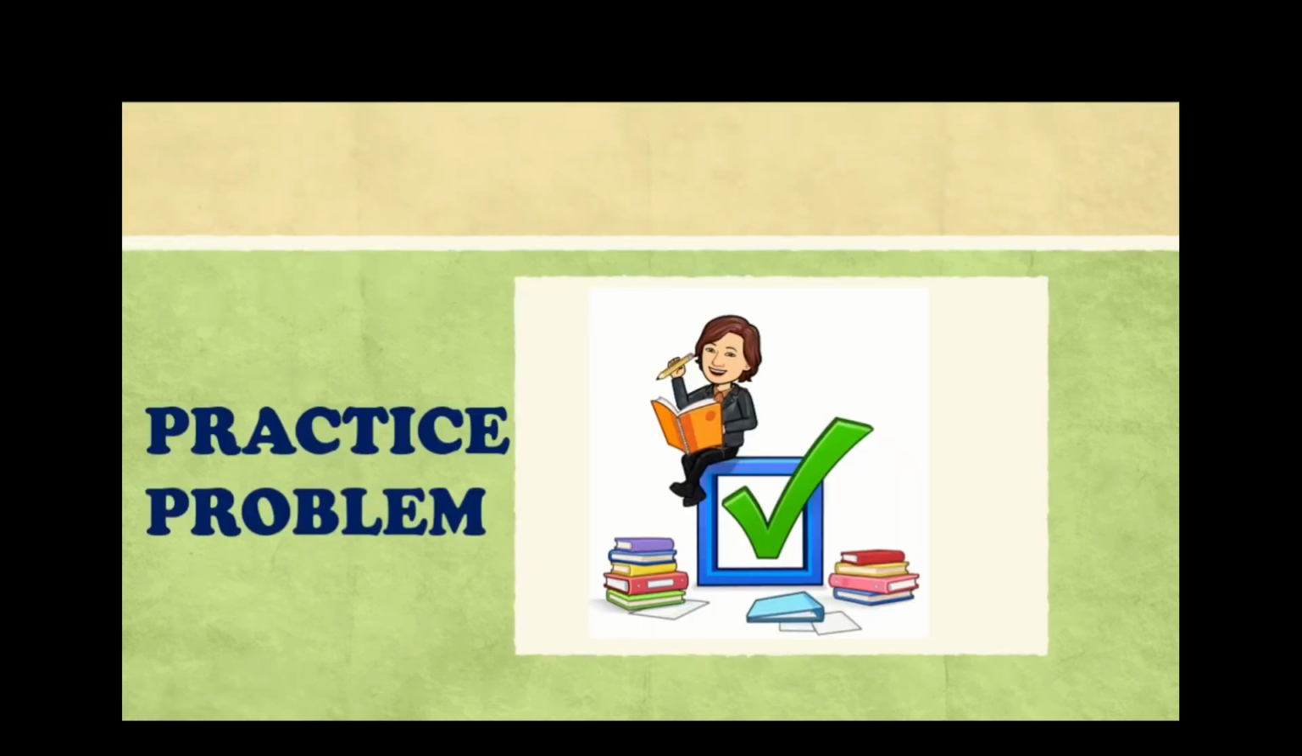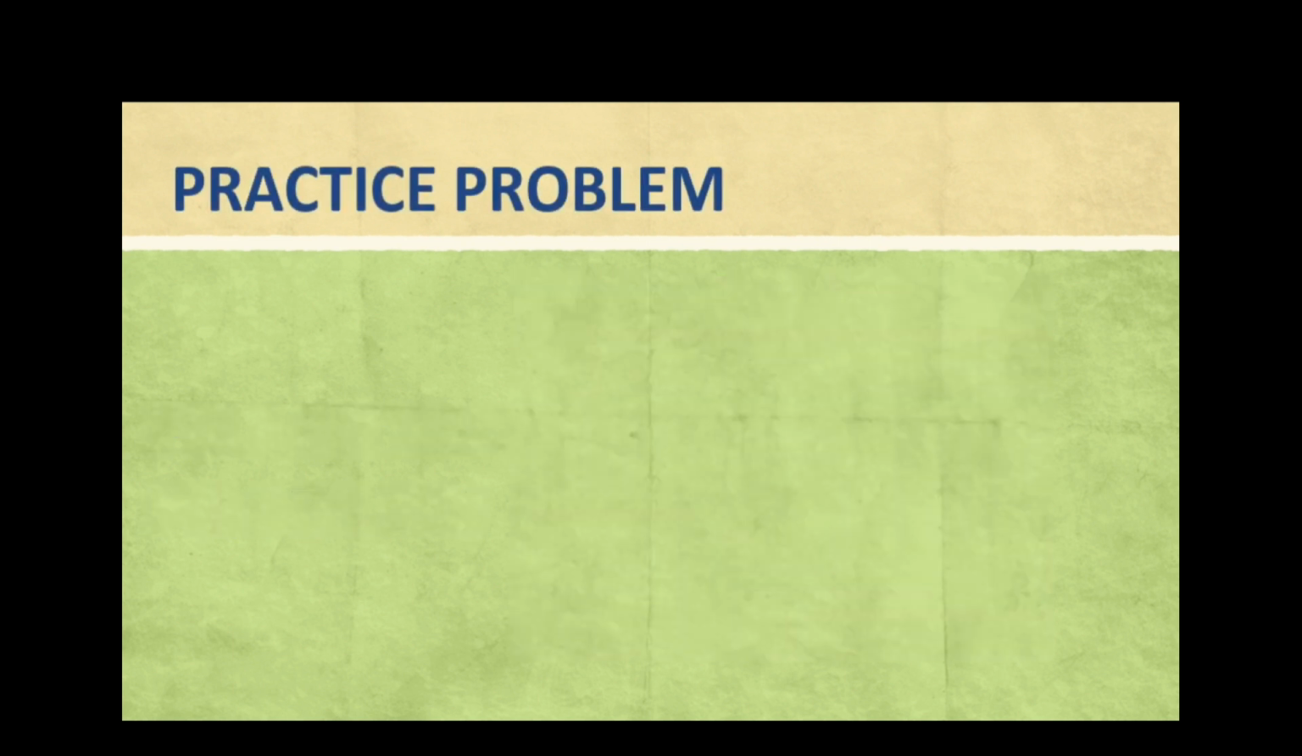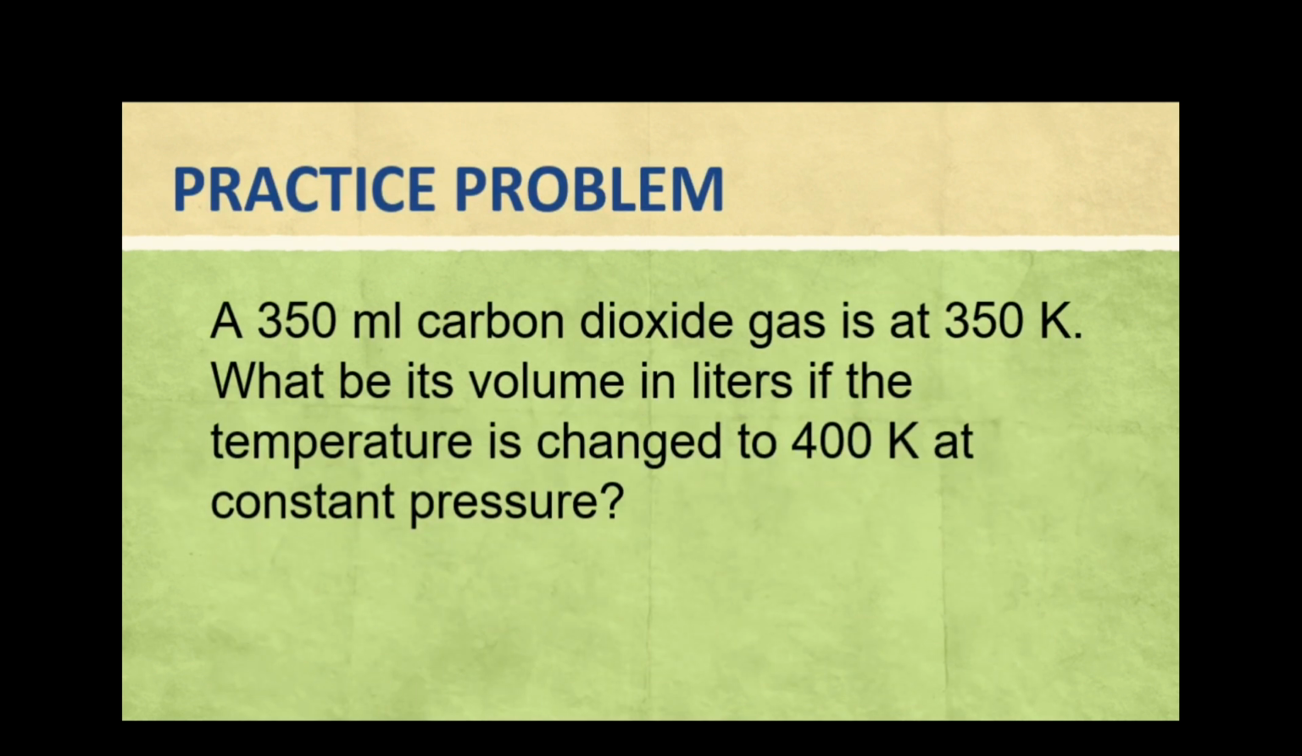To check your understanding, try to answer this practice problem. At 350 ml, carbon dioxide is at 350 Kelvin. What will be its volume in liters if the temperature is changed to 400 Kelvin at constant pressure? Okay, so you are asked to solve for the volume in liters. And the given initial volume is expressed in ml. So try to solve this problem before you go to the next slide, which shows the correct answer.